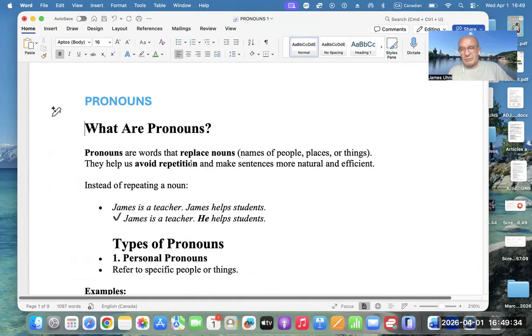What is repetition? Repetition is if you say one word or one name all the time. So let's say, James is a boy. James lives by himself. James lives in Thailand. James lives in the city of Bangkok. So did you hear that? Four sentences and four times James.